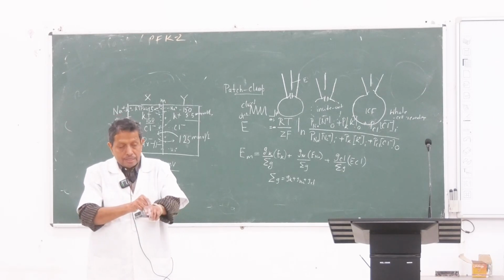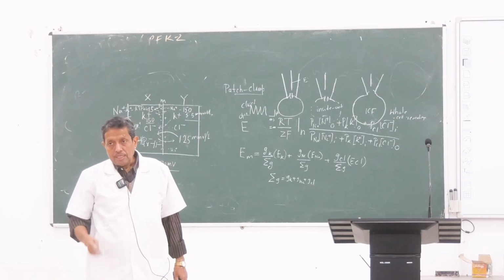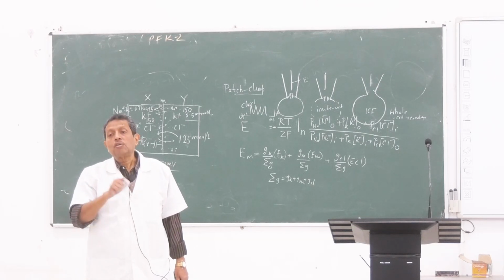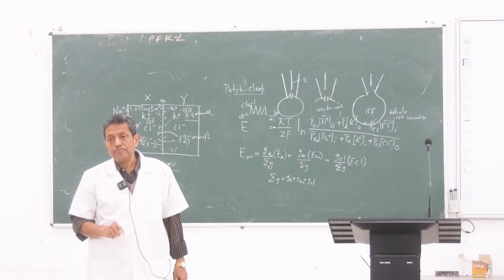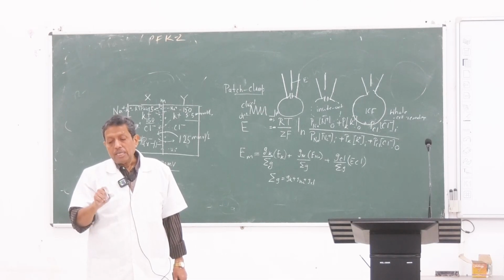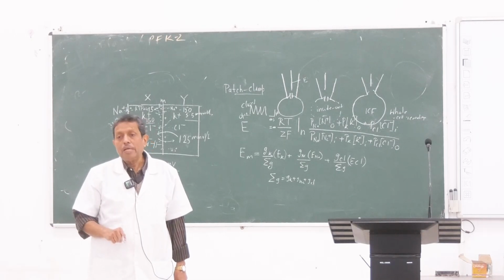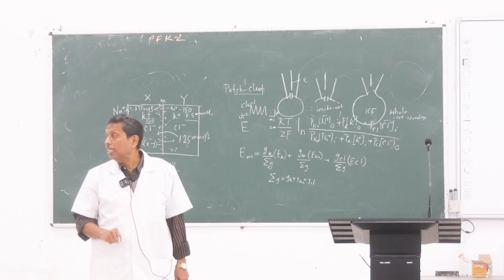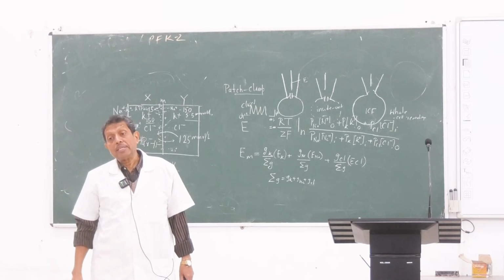Sodium channels are voltage gated channels. They open and then quickly become inactivated. Potassium channels will open and stay open for a considerable time. So their behavior is also different, and that has been known by the patch clamp techniques.